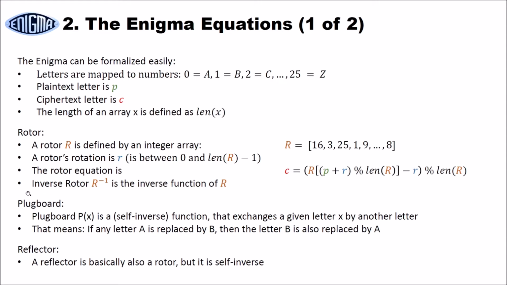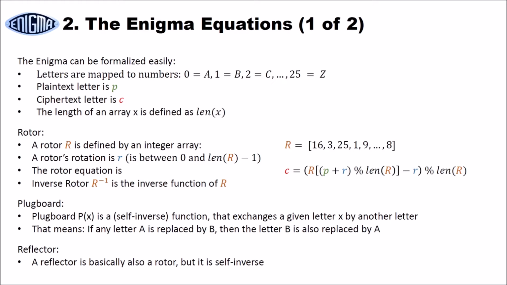Then for the Enigma machine, we need the plugboard. And the plugboard px is a self-inverse function that exchanges a given letter x by another letter. For instance, that means if letter A is replaced by B, since this is a self-inverse function, then the letter B is also replaced by A by this function. And this is the plugboard of the Enigma. With the Enigma machine, this was done with cables and plugs that you put in the plugboard. If you're interested in how the Enigma machine works in detail, I suggest that you have a look at my Enigma introduction video.